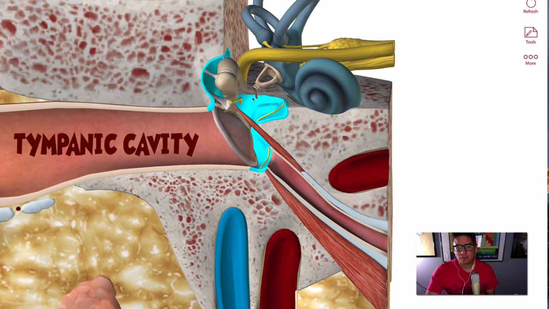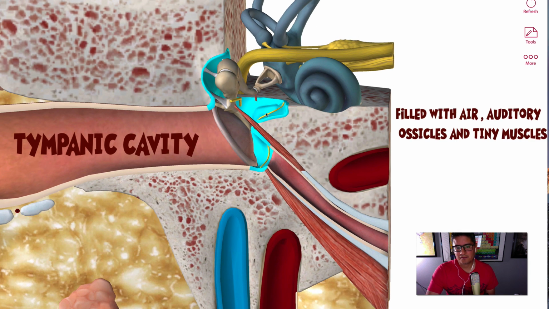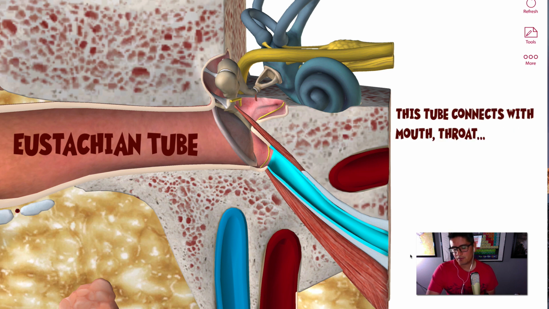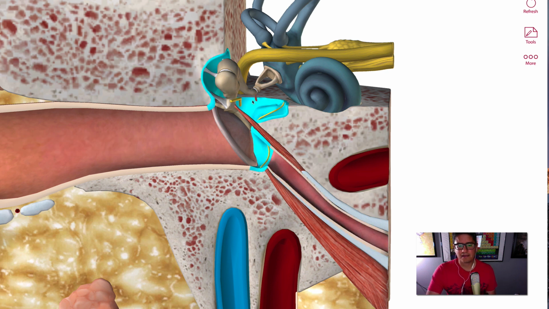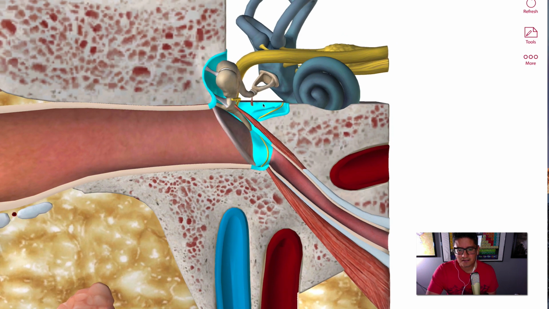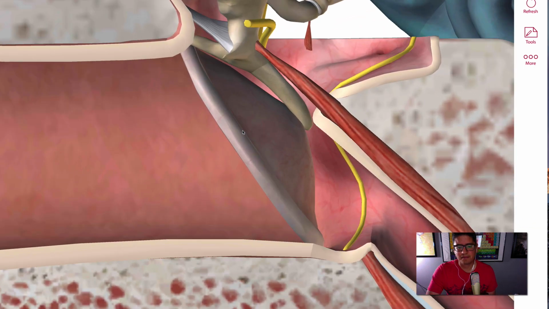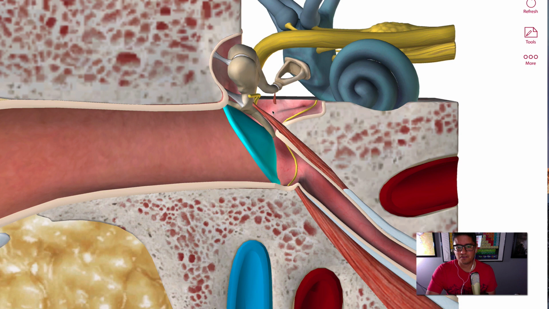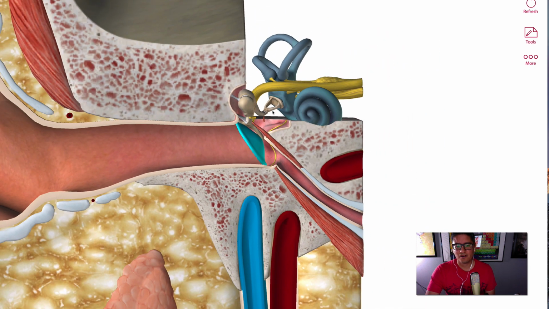It is filled with air, and this cavity is connected to the eustachian tube, the auditory tube, and this tube is connected to your oropharynx, your mouth. So air can escape from the tympanic cavity. Sometimes air can get stuck in the tympanic cavity, and it'll apply pressure to your tympanic membrane, and that's the painful sensation you feel when your ears are popping.